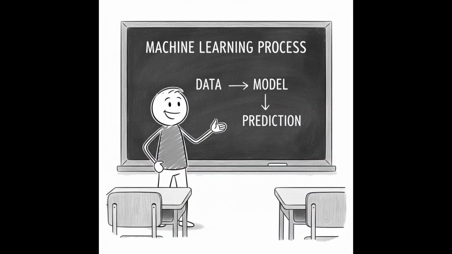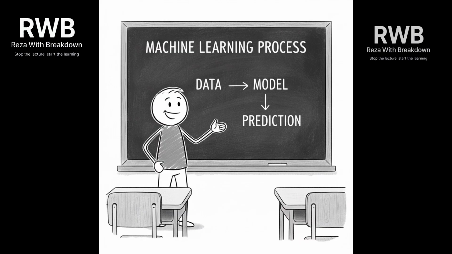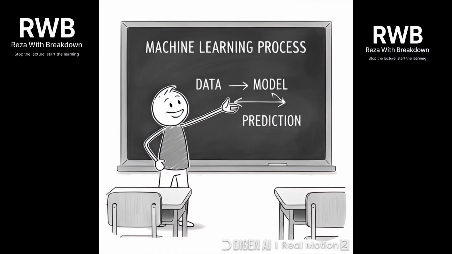Look at this summary image. Errors from data to model to prediction. That's the whole story. Start with data, train the model, make predictions, then evaluate. Classification may seem simple, but it's extremely powerful. Okay?